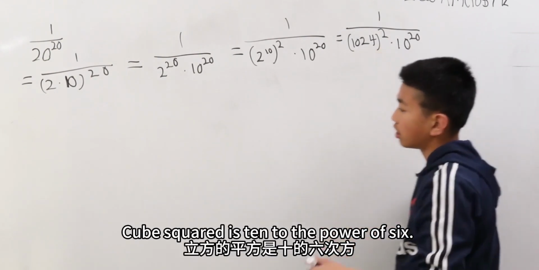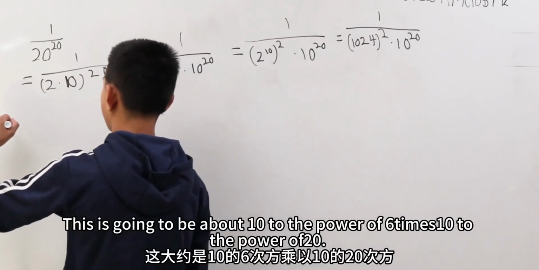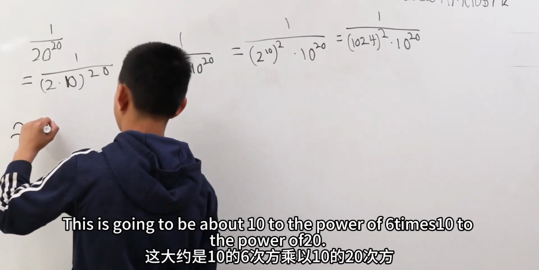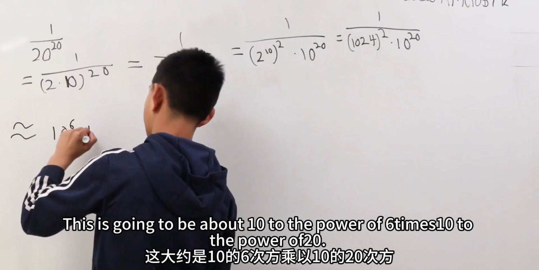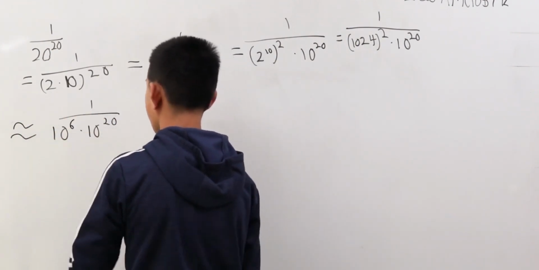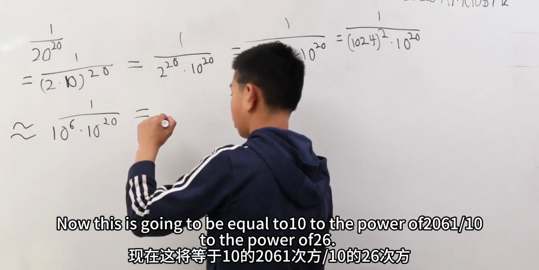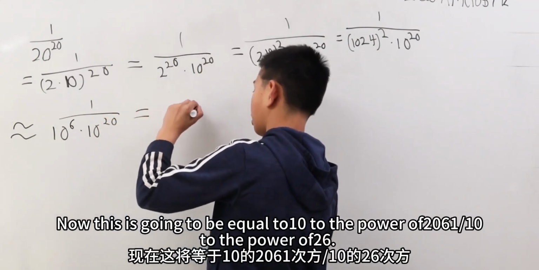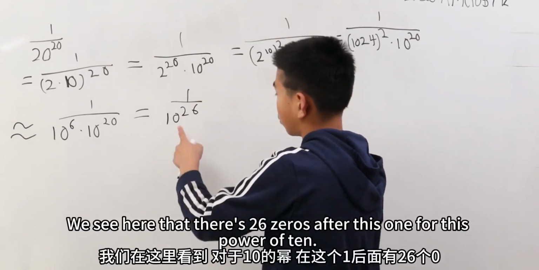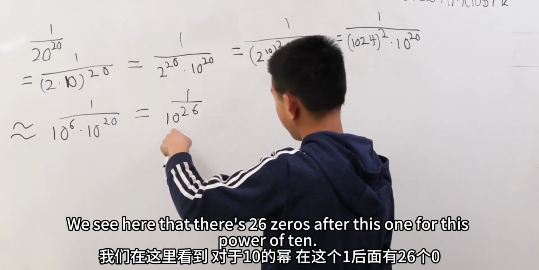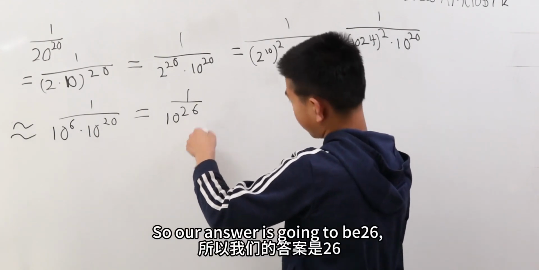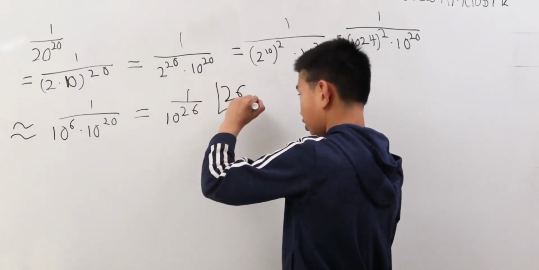10 cubed squared is 10 to the power of 6. So this is going to be about 10 to the power of 6 times 10 to the power of 20. And then you have to do 1 over that. Now this is going to be equal to 1 over 10 to the power of 26. And we see here that there's 26 zeros after this 1 for this power of 10. So our answer is going to be 26.